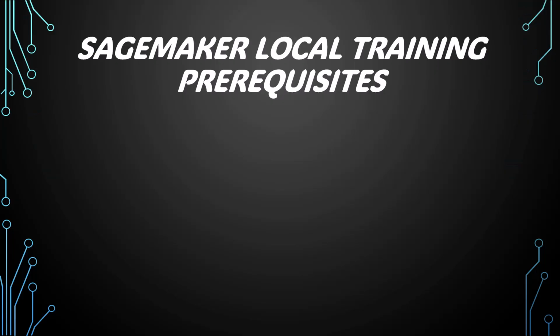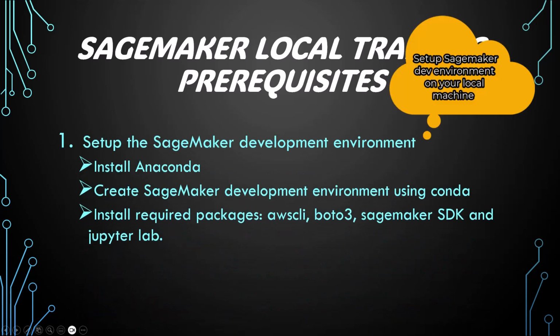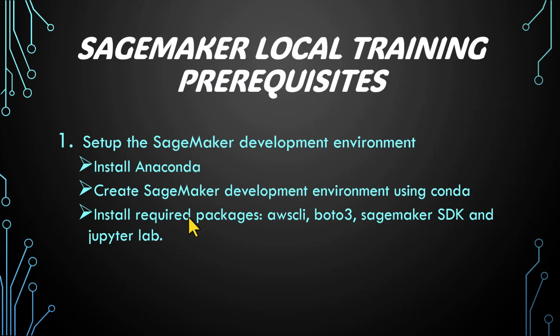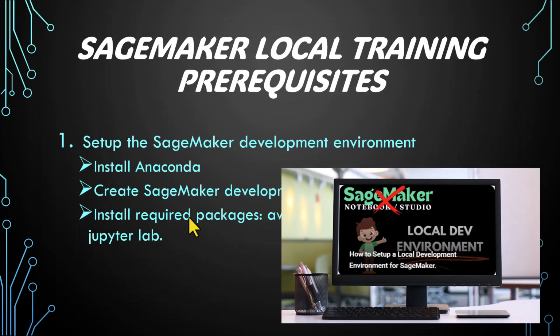To train your SageMaker model on your local machine, there are two key prerequisites you need to meet. First, set up the SageMaker development environment. This includes installing Anaconda, creating a SageMaker development environment using Conda, and finally installing required packages such as AWS CLI, Boto3, SageMaker SDK, and Jupyter Lab. If you need guidance on how to set this up, check out my previous video where I walk through the process of creating a SageMaker development environment.